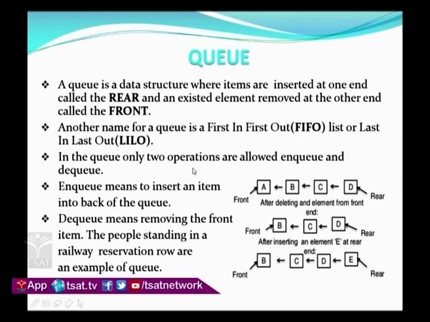In the queue only two operations are allowed, those are NQ and DQ operations. NQ means inserting the element at the end of the queue. And DQ means deleting the element from the front. In most cases, the railway reservation system or the toll plaza, in all these situations we are using queue operations.